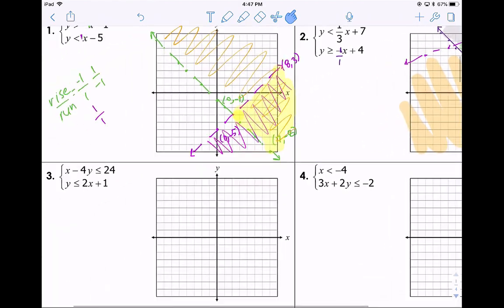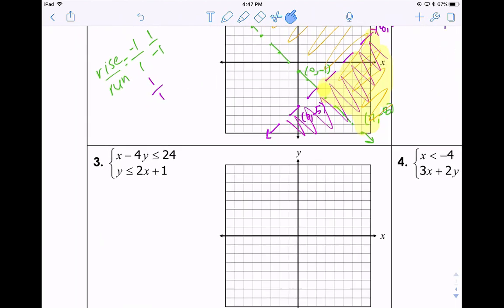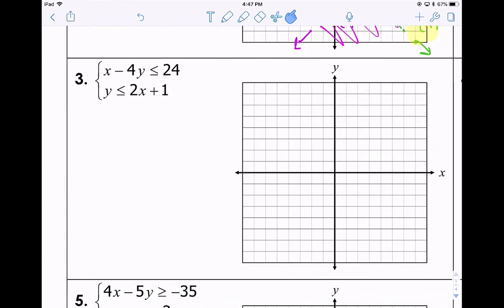All right, so we're going to do number 3, and then I'll let you practice. Number 3 is different because the first inequality is not in y equals mx plus b. To graph by hand, you have to have it in slope-intercept form. We've reviewed this several times over the last few days, but I just want to make sure we understand how to get this to y equals mx plus b.